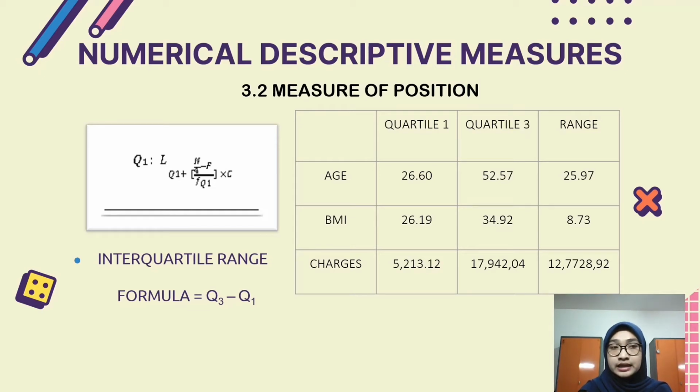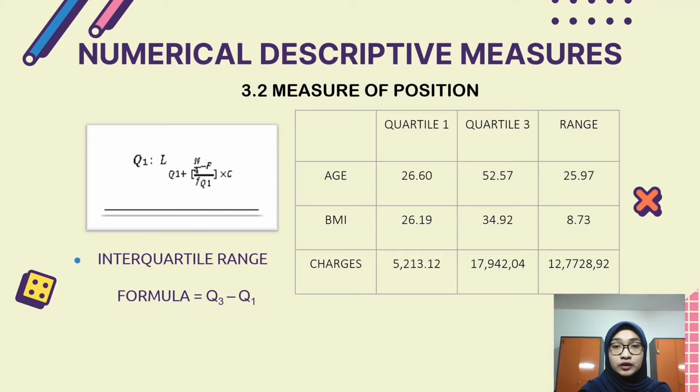First is quartile. A quartile is one of three points that divide a data set into four equal groups. In the slideshow, we can see the formula to find quartile. Quartile 1 for age 26.60, BMI 26.19, charges 5213.12. Quartile 3 for age 52.57, BMI 34.92, charges 17942.04.